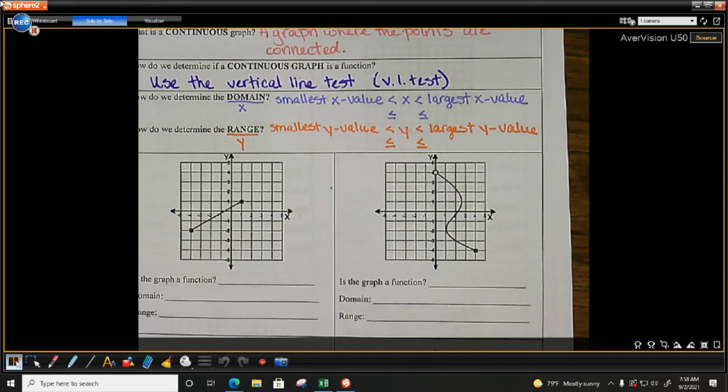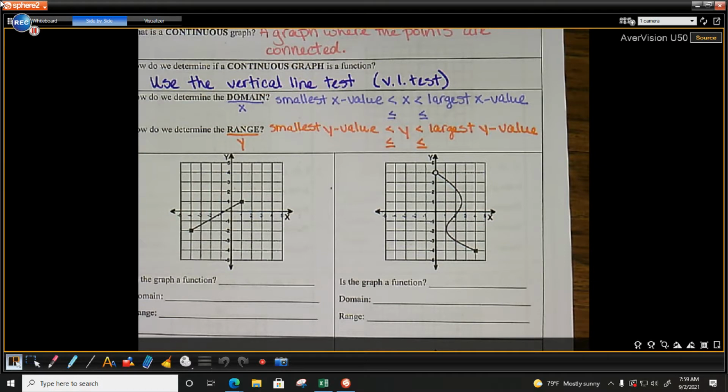So again, when you have a continuous graph, you do not list out the values. You tell me the smallest, and then you go all the way and you tell me the largest. If we're doing x values, x is side to side, right? That's your side to side axis, your horizontal axis. If we're doing the smallest x value, think of a number line. Small numbers are on the left, and then the large numbers on the right.